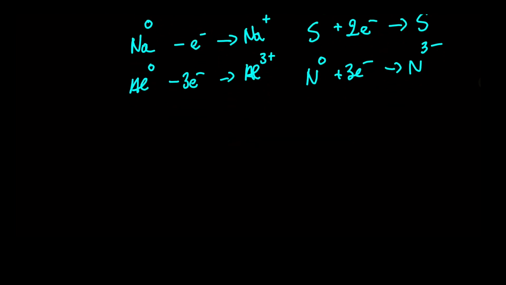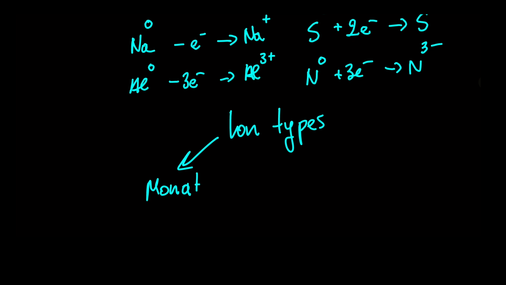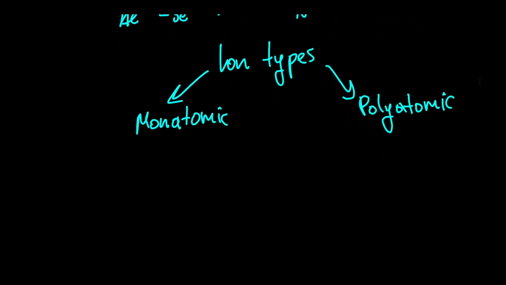And lastly, I want to talk about two different types of ions. That's right, ion types. One of them is monatomic ions, and the second one is polyatomic ions. Now, monatomic ions are made only from one element. So for example, Cl-, Na+, Al3+. So it doesn't matter if it's a cation or anion. If it's made from one element, it's a monatomic ion.